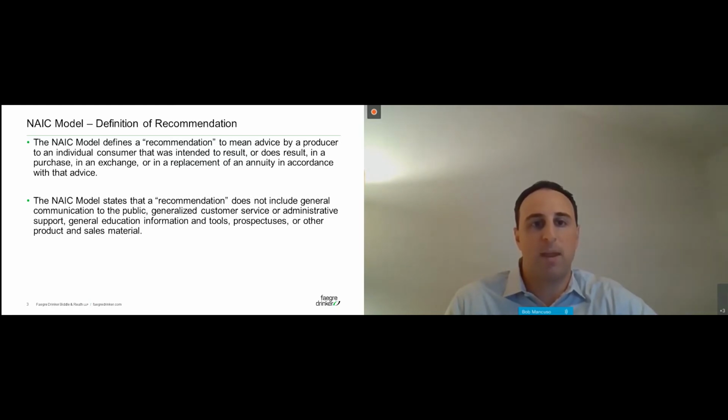And one last point to make on the definition of a recommendation, I think producers have to be mindful of the language that talks about intended to result. This means that there can be a recommendation which would trigger best interest compliance, even if there's not ultimately a purchase, exchange, or replacement. So, in thinking about best interest compliance, or meeting a best interest obligation as a producer, the first thing you want to ask yourself is, is something that I'm doing a recommendation within the meaning of that definition.